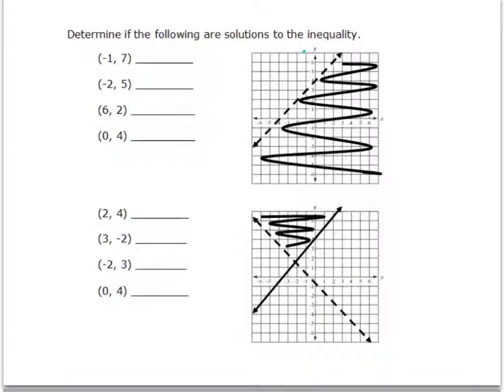Negative 1, 7. Is that a solution? No, it's not in the shaded area. It's not a solution. How about negative 2, 5? No. Come on, guys. Let's make this a class effort. What about 6, 2? Yes. There you go, class.